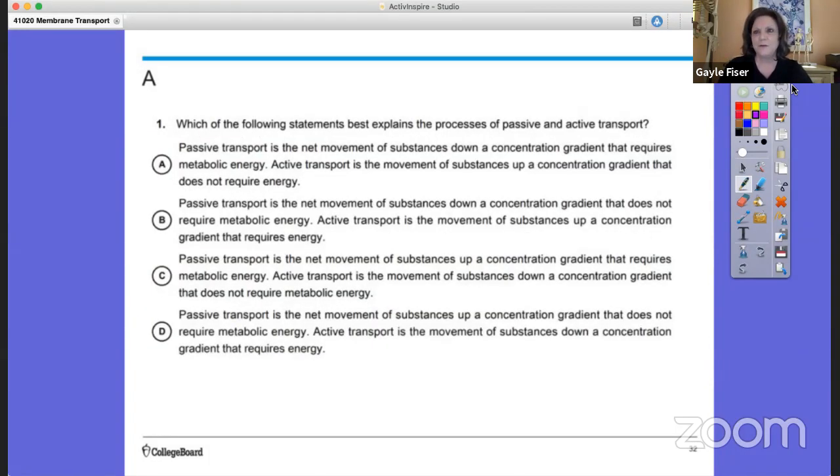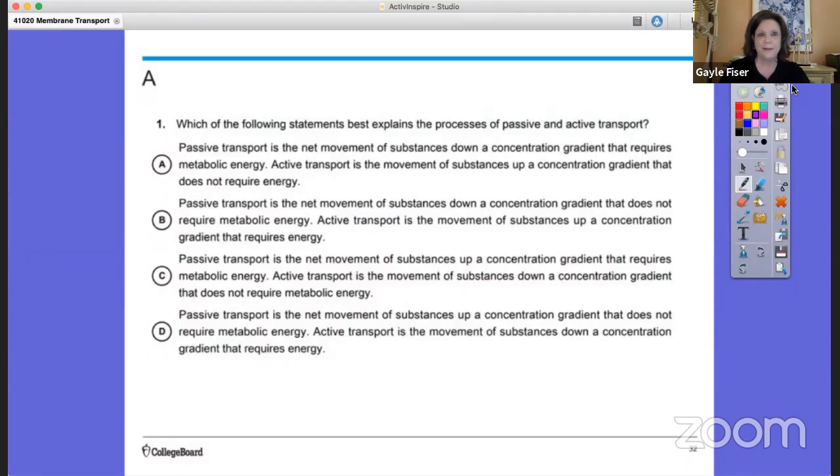I think this is the last one of our multiple choice questions, and then we'll move on to a little small FRQ. All right, which of the following statements best explains the processes of passive and active transport? A, passive transport is the net movement of substances down a concentration gradient that requires metabolic energy. Active transport is the movement of substances up a concentration gradient that does not require energy. B, passive transport is the net movement of substances down a concentration gradient that does not require metabolic energy. Active transport is the movement of substances up a concentration gradient that requires energy.